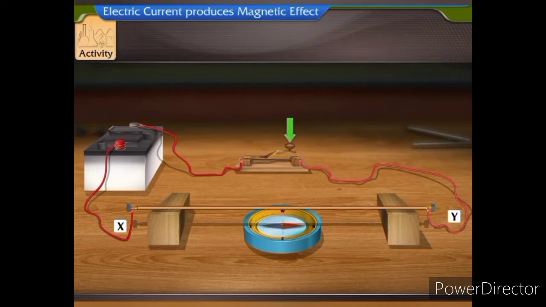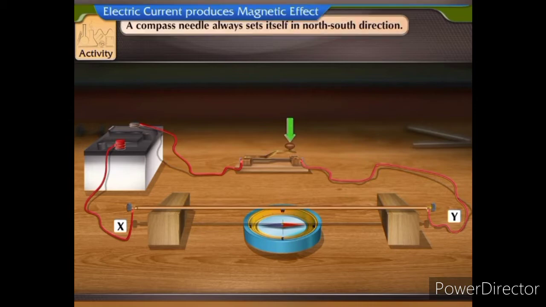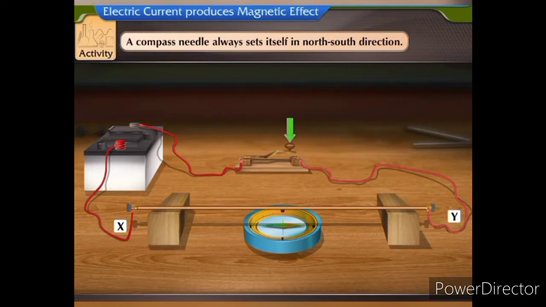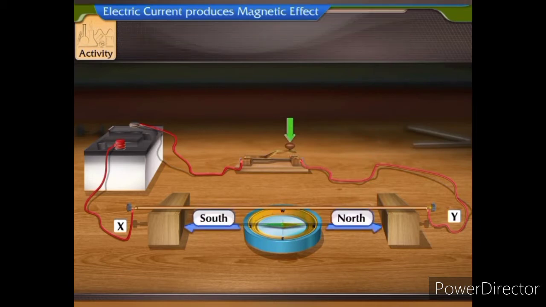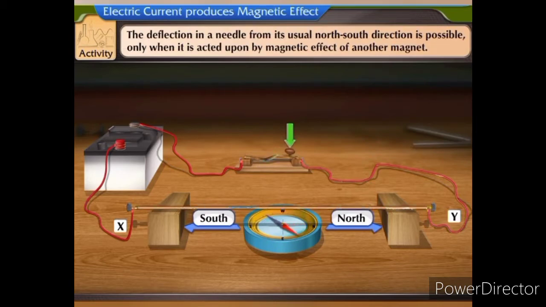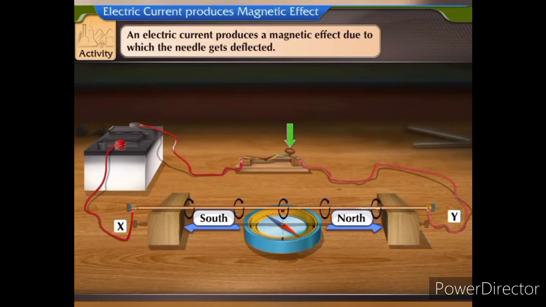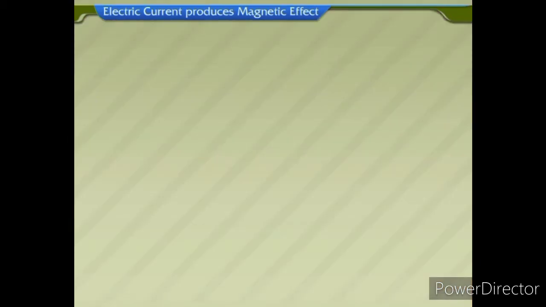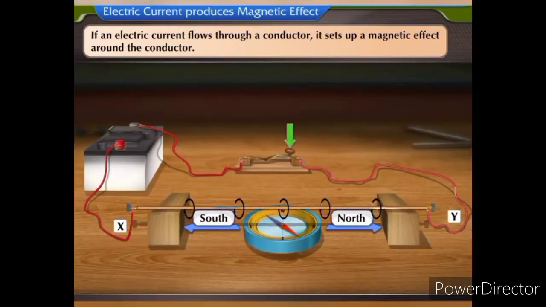We know that a compass needle always sets itself in north-south direction. The deflection in a needle from its usual north-south direction is possible only when it is acted upon by magnetic effect of another magnet. This shows that an electric current produces a magnetic effect due to which the needle gets deflected. If an electric current flows through a conductor, it sets up a magnetic effect around the conductor.